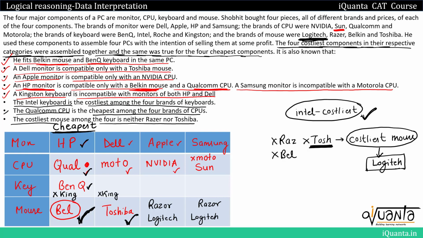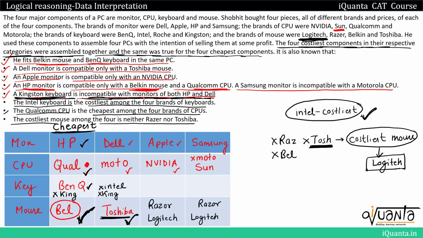So definitely we cannot put Intel keyboard with Toshiba mouse. We have Toshiba mouse over here in the table, so that means we cannot have Intel keyboard over here, because Intel is the costliest keyboard. It will always come with the costliest mouse, but Toshiba is not the costliest mouse, so Intel keyboard cannot come with Toshiba mouse.